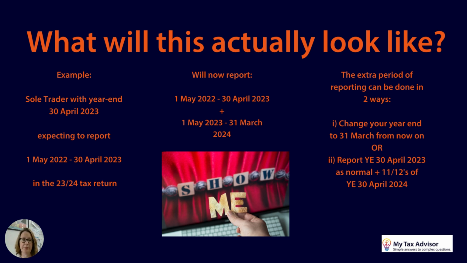Let's have a little example here. If you've got a sole trader who reports his or her year end to the 30th of April 2023, then in the normal course of events, they're expecting to report their profits, their income, less their expenses, from the 1st of May 22 to the 30th of April 23. That's what would normally go into the 23-24 tax return. That's what they'd normally expect.